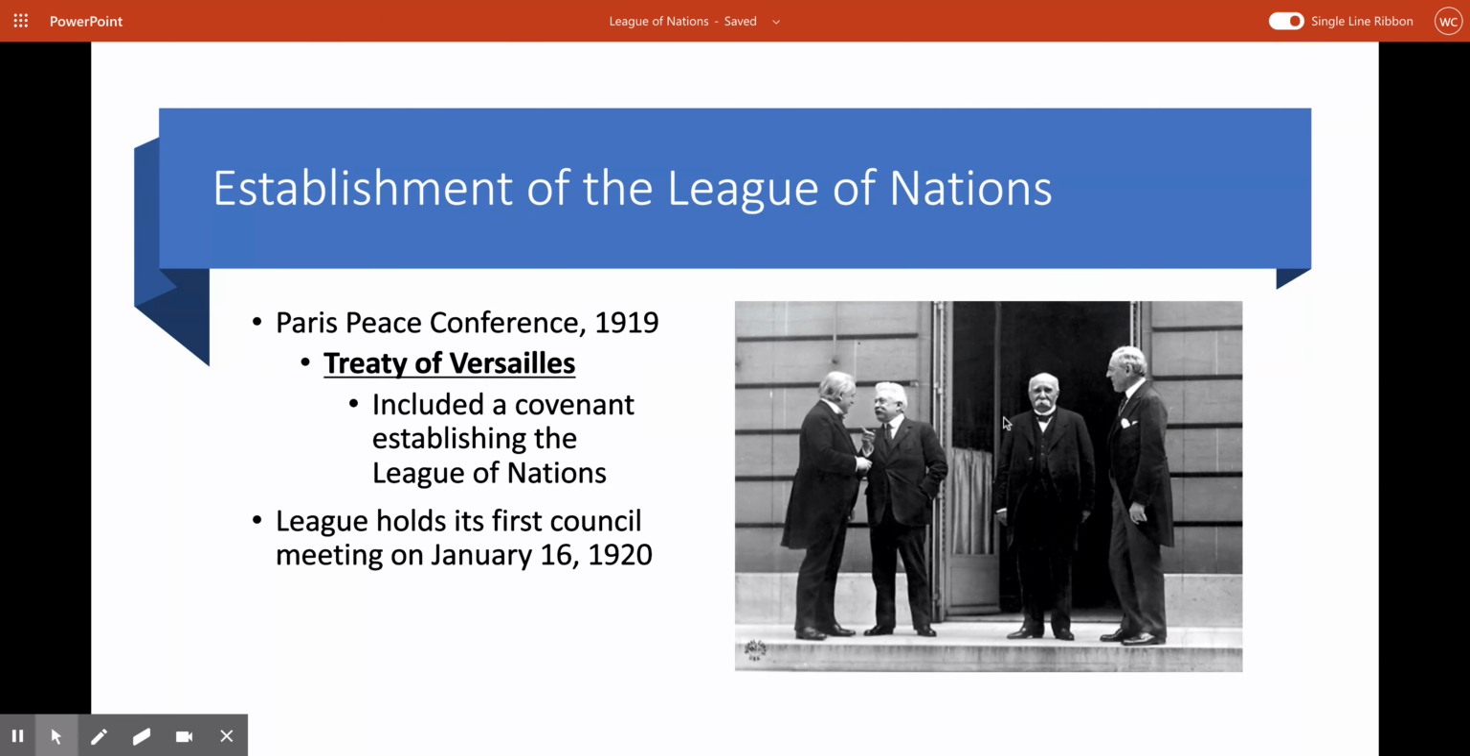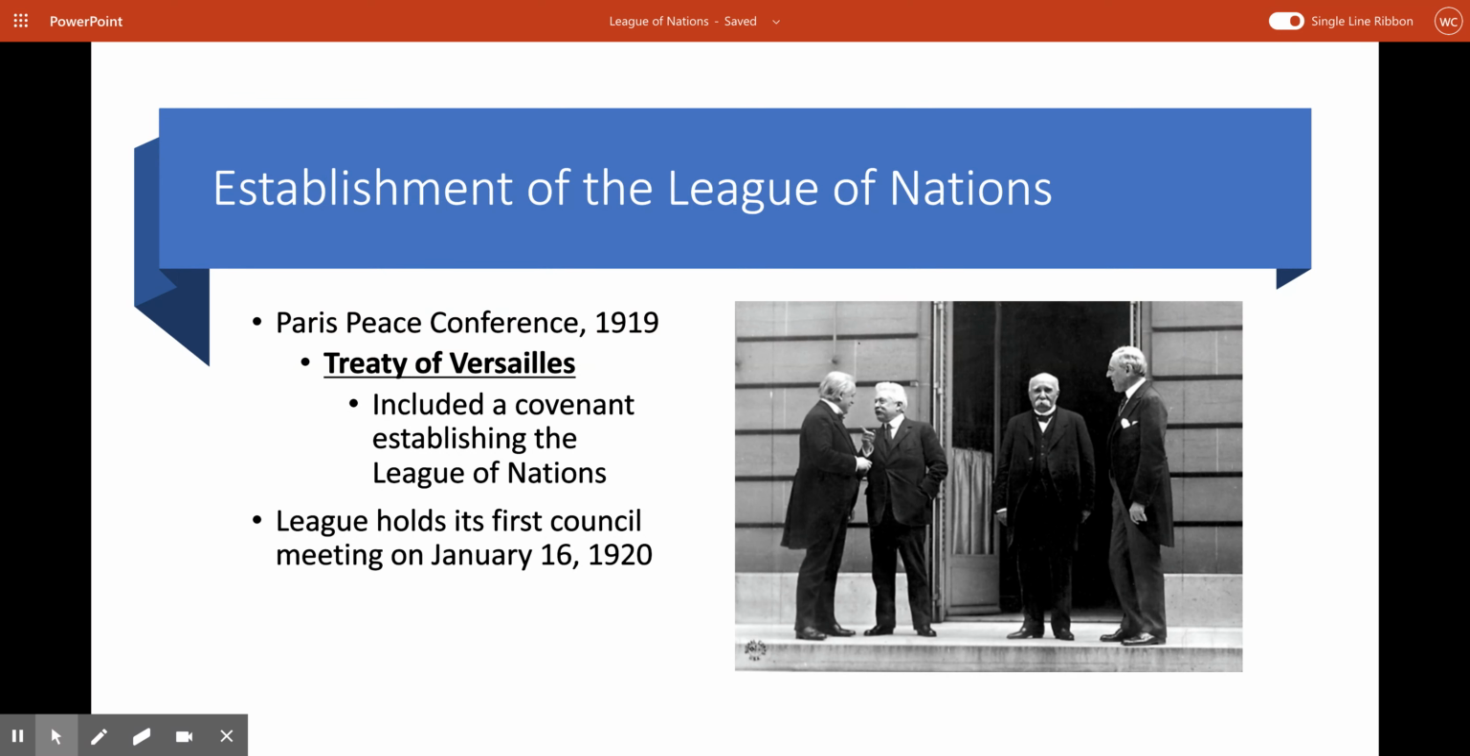So let's talk about the establishment of the League of Nations. Also, we're going to talk about how it's structured as well. So remember, the Treaty of Versailles was negotiated at the Paris Peace Conference of 1919, and it included an agreement, a covenant, establishing the League of Nations. And this organization, the League, first convened its very first council meeting on January 16th, 1920. So, really not long after the Paris Peace Conference took place.